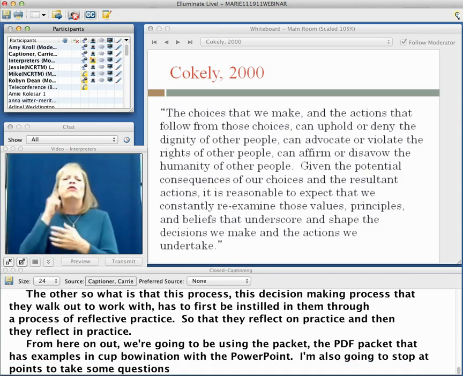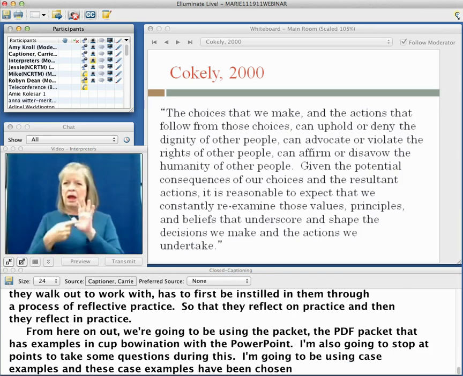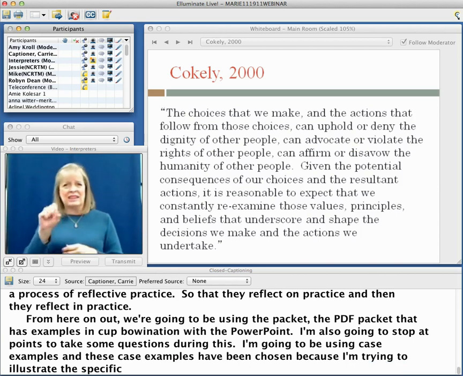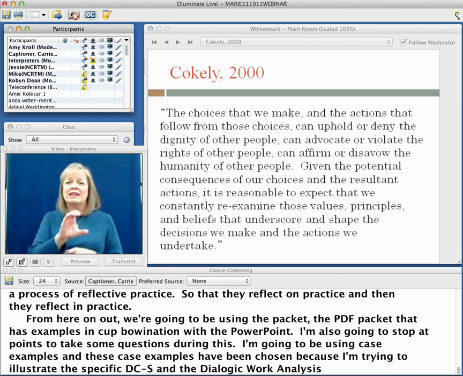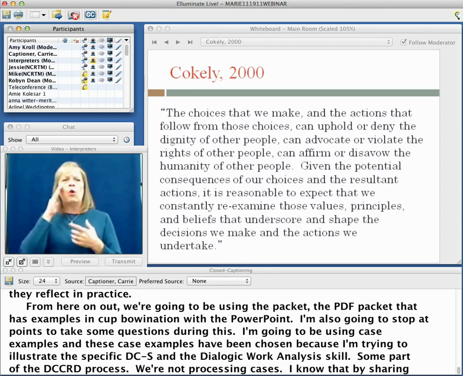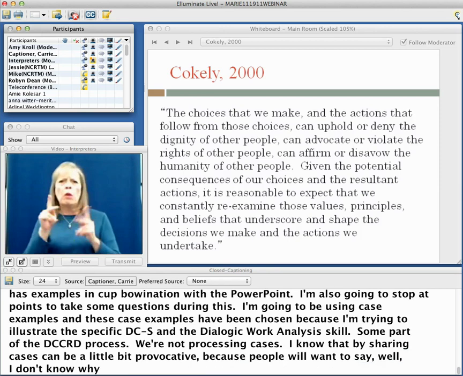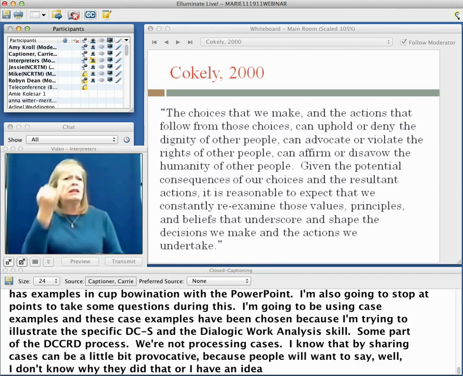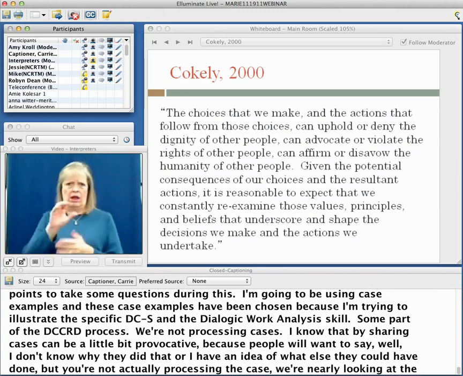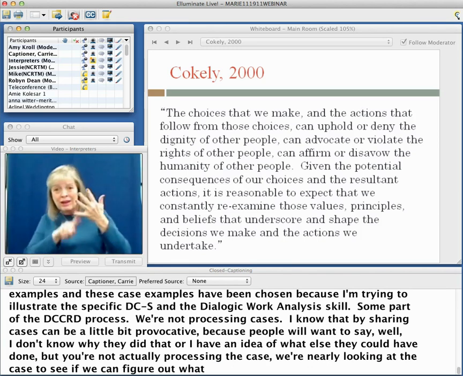I'm going to be using case examples, and these case examples have been chosen because I'm trying to illustrate the specific DCS skill, some part of the DCCRD process. We are not processing cases. I know that sharing cases can be a little bit provocative because people will want to say, well, I don't know why they did that, or I have an idea of what else they could have done, but we're not actually processing the case. We're merely looking at the case to see if we can figure out what skill set is needed or required as a result of that case.